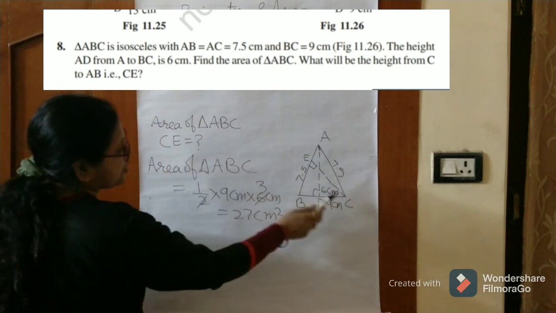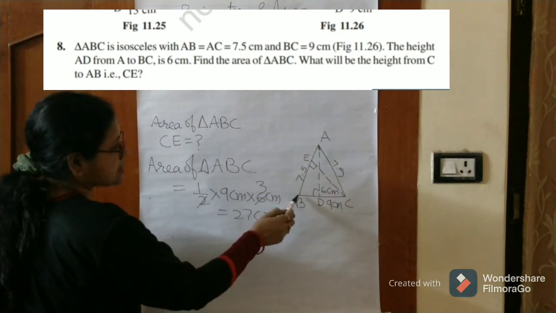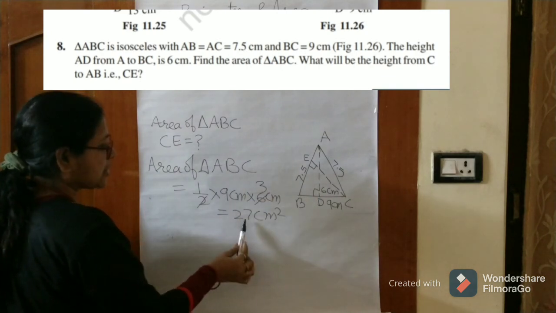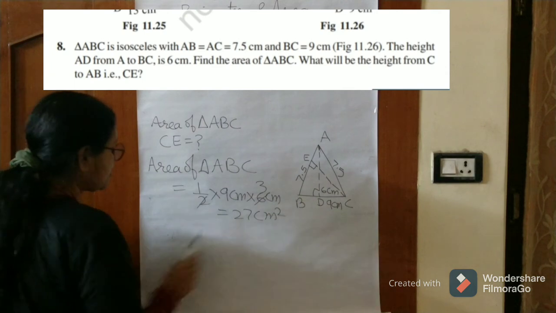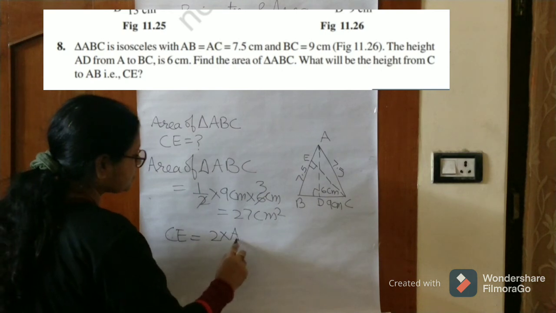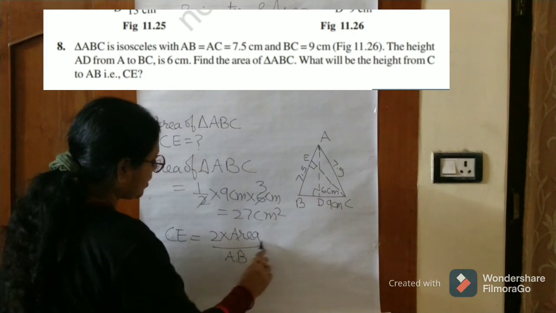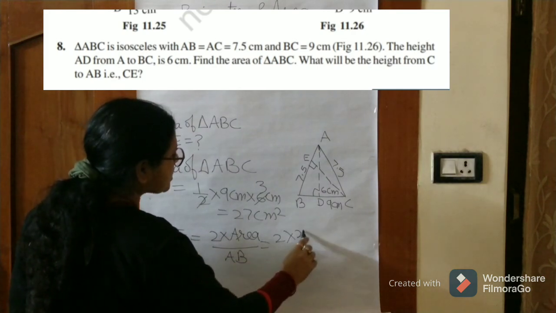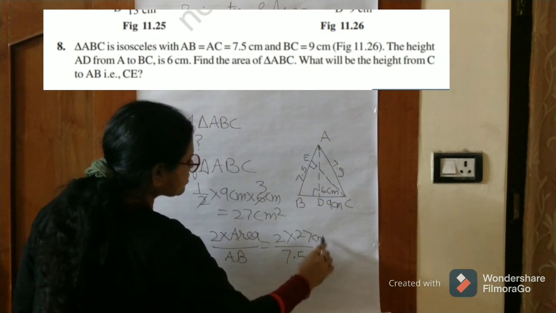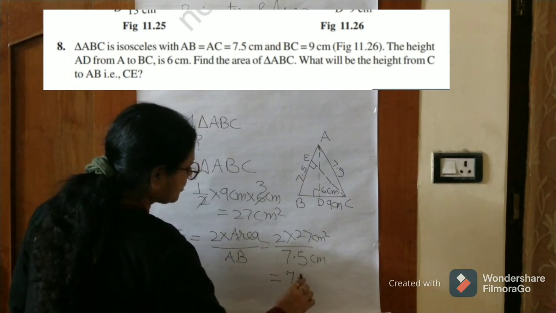अब हमें CE फाइंड आउट करनी है. CE भी एक हाइट है. जब CE हाइट लेंगे then AB will be taken as base. तो CE को फाइंड आउट करने के लिए 27 centimeter एरिया यूज करेंगे and AB as the base. So CE is equals to 2 into area upon AB. 2 into area is 27 and AB is given 7.5. This is centimeter square and this is centimeter. Calculate करेंगे, then it will be 7.2 centimeter.